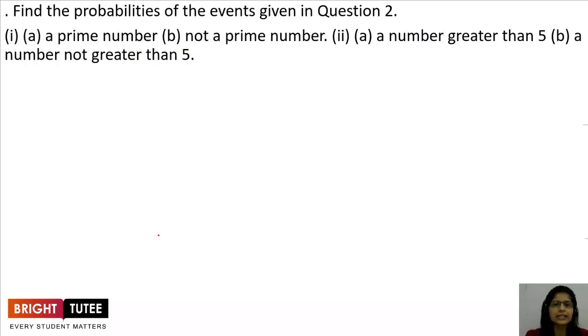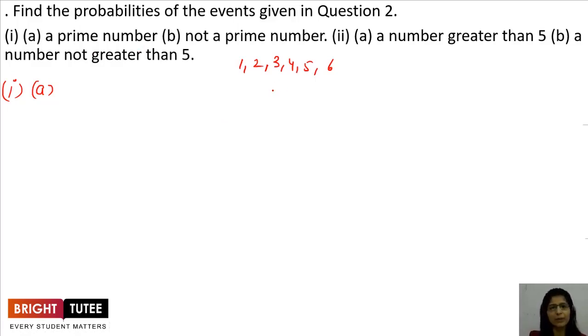Okay, here is the next question. They're asking to find the probabilities of the event given in question number 2. So the first one is a prime number. So what we will do is first A part. They're asking a prime number out of 1, 2, 3, 4, 5, 6. We know that total are going to be 6, because the experiment was of throwing a die. So these are the possible outcomes.